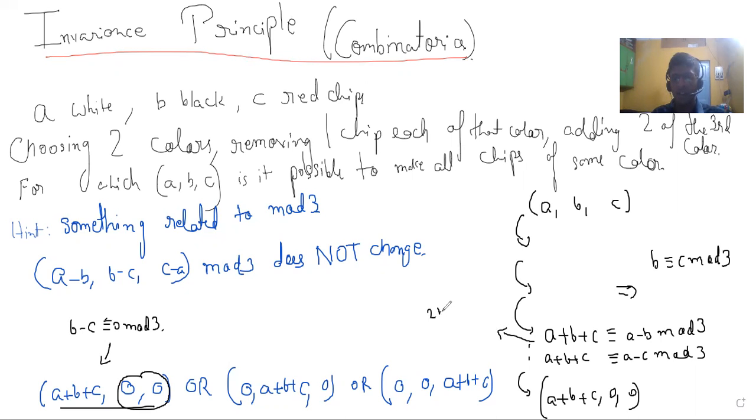Okay, let's write all that. 2b plus c is congruent to, yeah. So maybe Chandan was just right. Basically that's what Chandan is saying, that b and c are both congruent to 0 mod 3. Is that right?